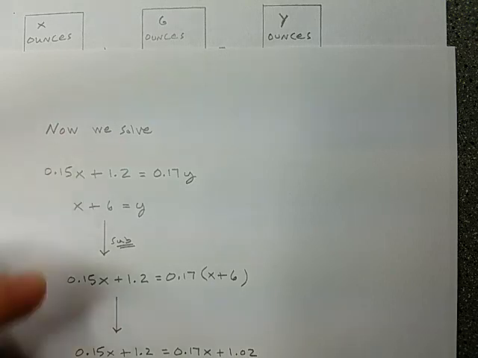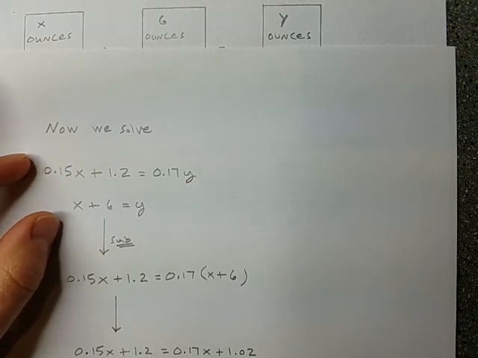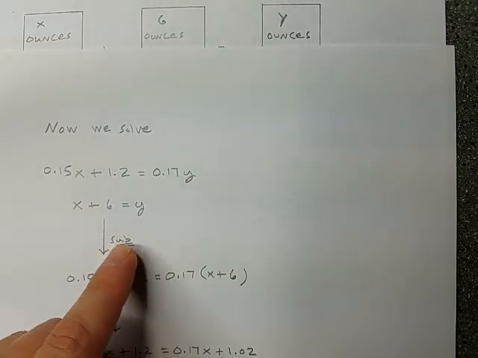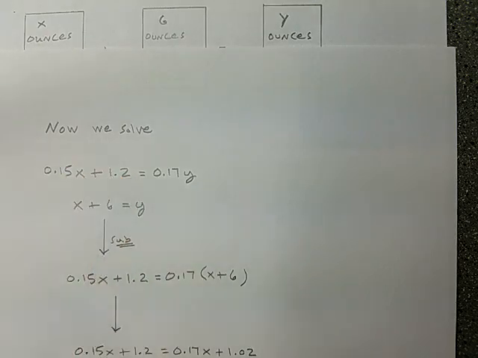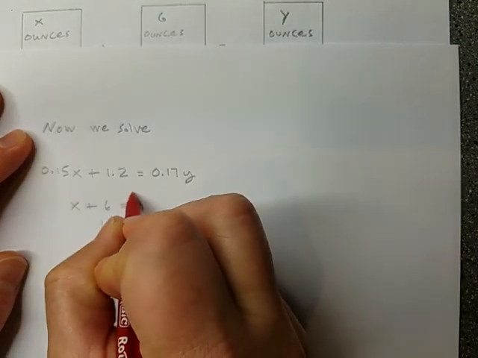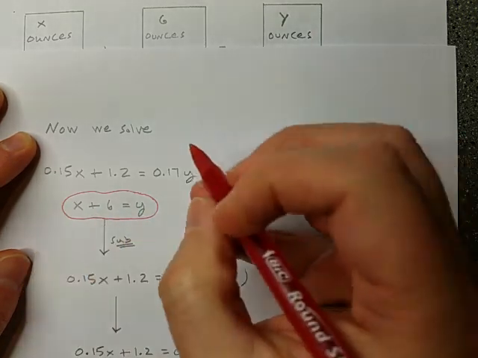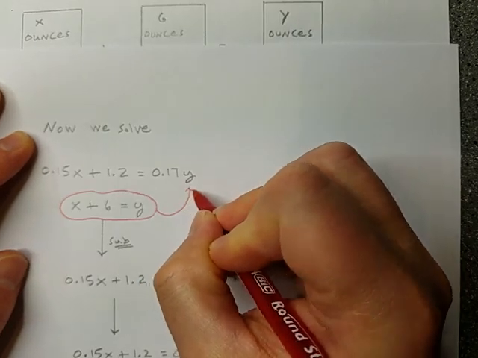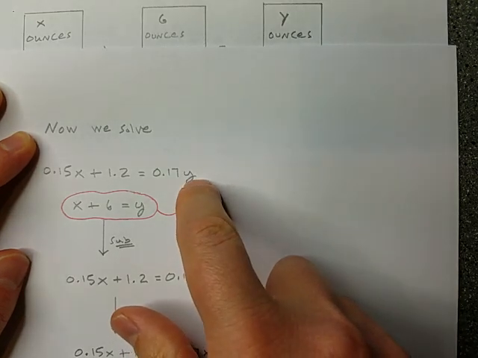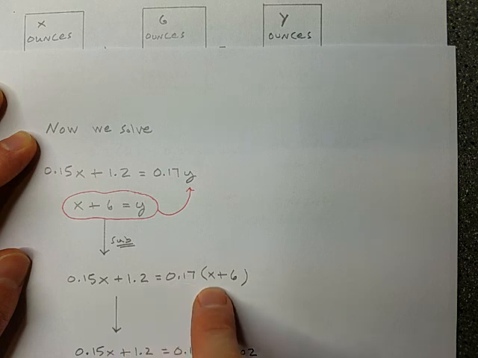So now, by the time we get to the word problems, we learn different techniques for solving equations. And one of the techniques is that we can sometimes sub one equation into the other. Okay, and so here's what I mean. Like, this equation is solved for y already, isn't it? Okay, it says y equals x plus 6. So I can go ahead and plug that in right there. And then I've substituted the y out of the equation. And that's what you see here. 0.15x plus 1.2 equals 0.17 times x plus 6.